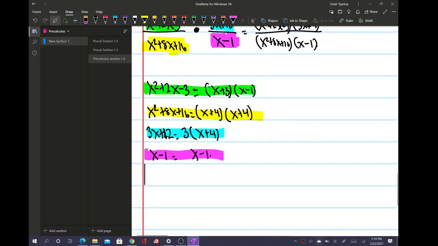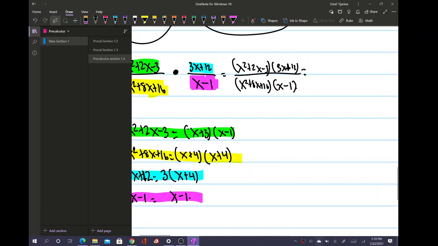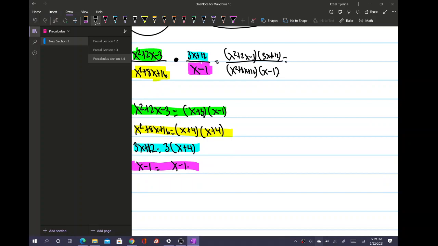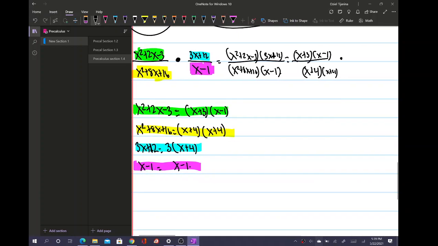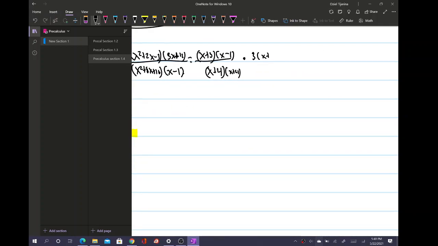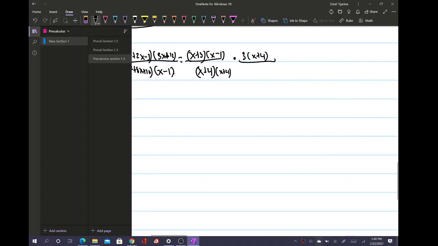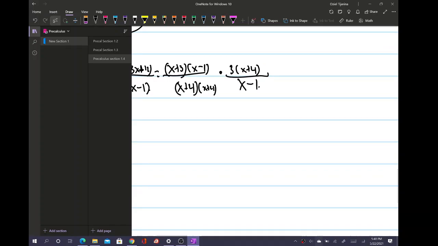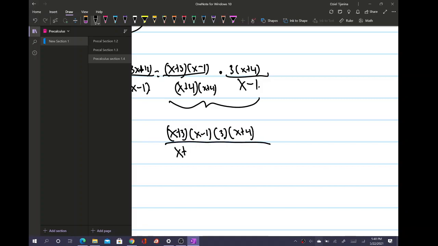Okay, so rewriting this, we're going to have the following rational expression. We have x plus 3 times x minus 1 over x plus 4 times x plus 4, and then times 3 times x plus 4 over x minus 1. Now bringing this all together, we have x plus 3 times x minus 1, and then times 3 times x plus 4, over x plus 4 times x plus 4 times x minus 1.